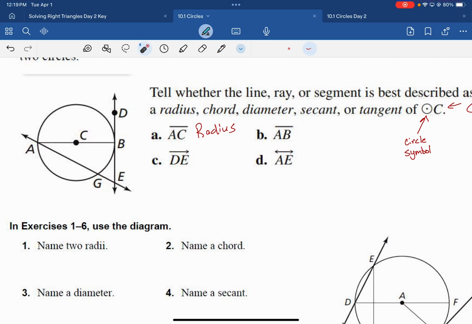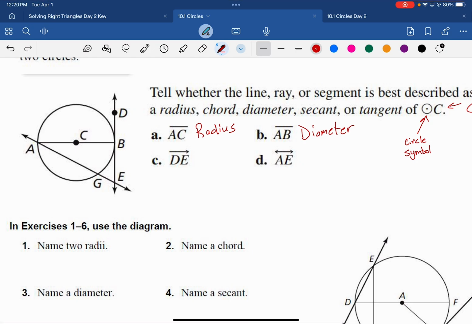Next one, AB. Goes from A to B. Which one do y'all think that one is? Diameter. Okay? So how do we know that's a diameter versus choosing it as a chord? Yeah, it goes to the middle, right? Okay. So it's a diameter. If it helps you remember, a chord, a diameter, a radius will always be a segment. Okay? So they're never going to be like a line or a ray or anything like that. So all these symbols that we learned at the very beginning of the year, they all come back here.